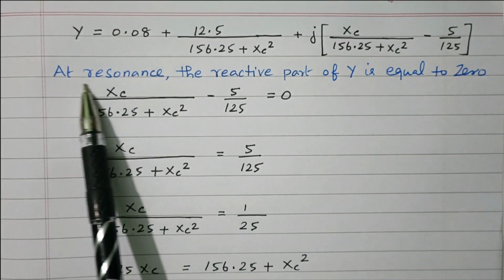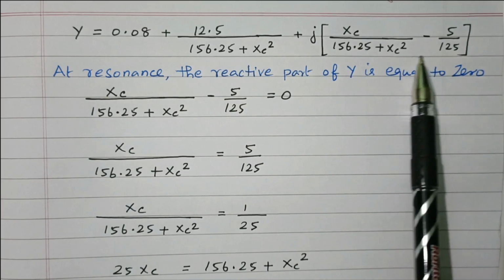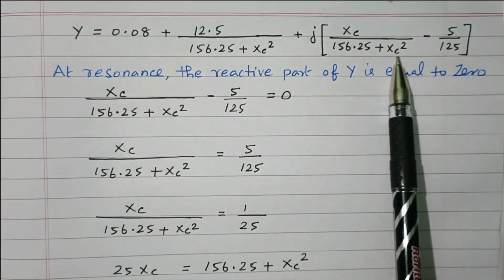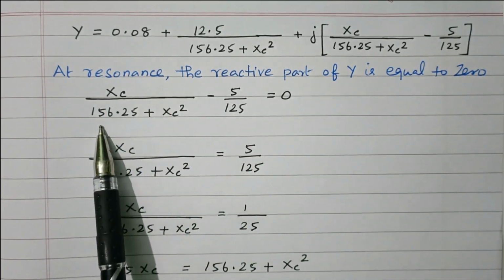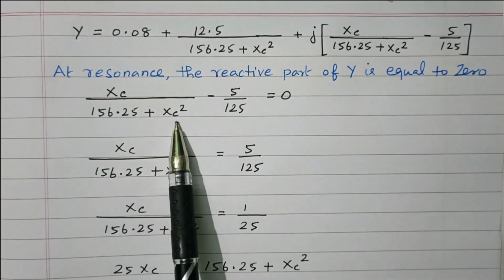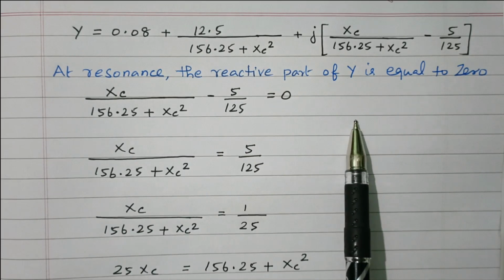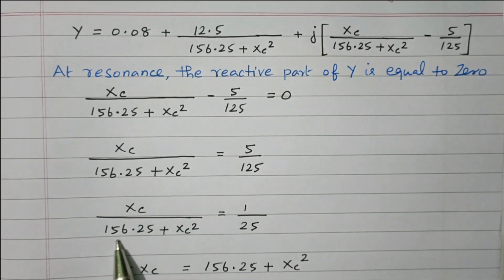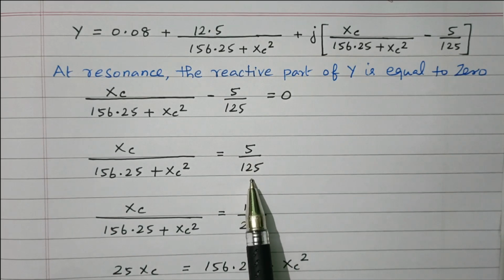So the condition given is resonance. Under resonance, the reactive part of Y is equal to 0. That is, this term is equal to 0. That is, capacitive reactance and inductive reactance are cancelled, so that this reactive part is 0. That is the condition given in the problem. So Xc divided by 156.25 plus Xc square, minus 5 by 125, equals 0. Bring this term to that side, so it becomes plus 5 by 125. 5 divided by 125 is 1 by 25.